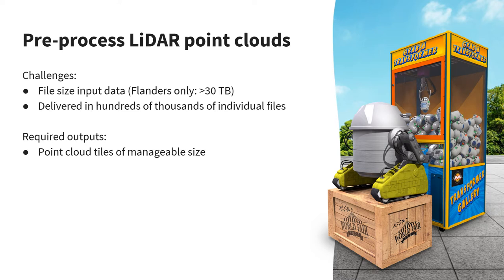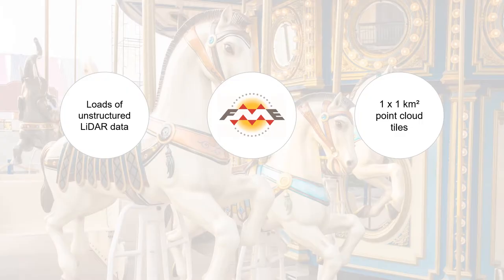This is of course way too much data to be processed in one go, and also the large number of files and the way they were structured was problematic. For the next step, point cloud tiles of a manageable size are required, so we need to do some pre-processing. For this task, we used FME. FME allowed us to transform the bunch of unstructured LiDAR point cloud data into nice 1x1 square kilometer tiles.